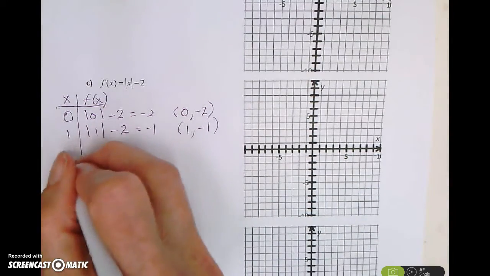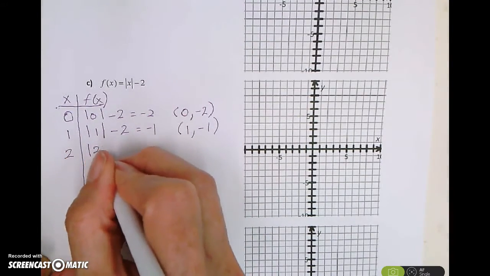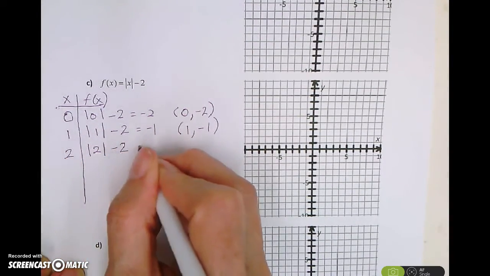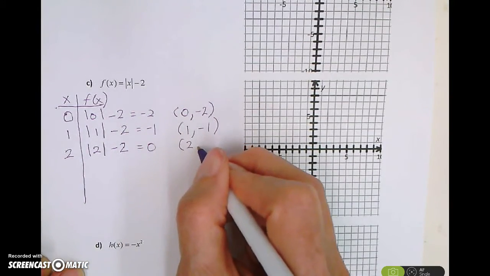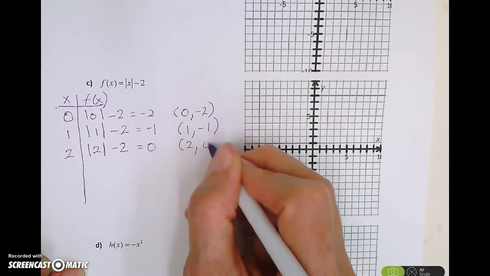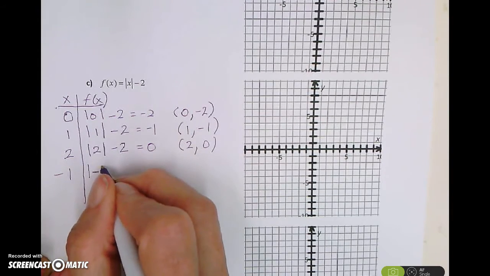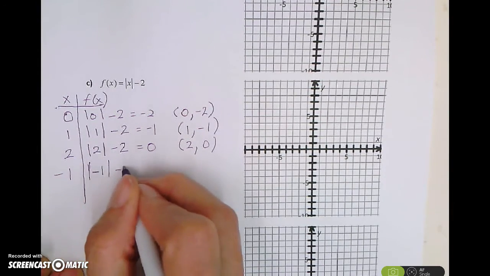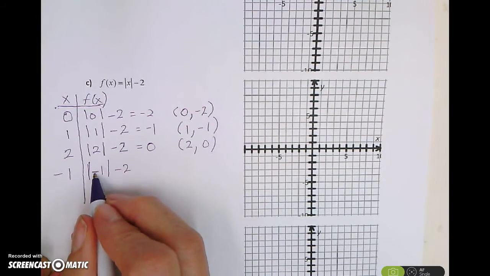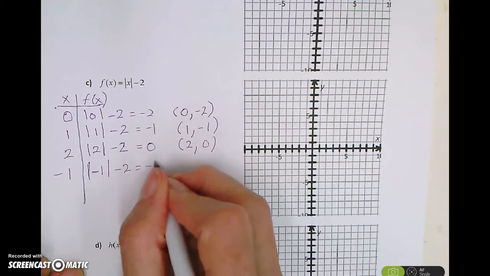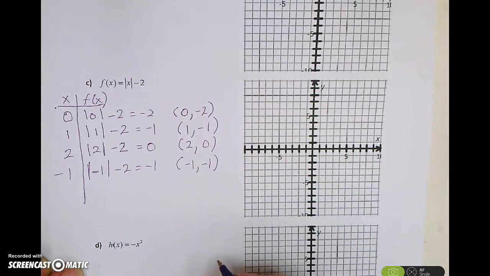We'll go ahead and do a 2. If I put in a 2, I get the absolute value of 2 minus 2, which is 0. So I get the ordered pair, input 2, output 0. Now let's go back and do negative 1. So the absolute value of negative 1 minus 2. Well, the absolute value of negative 1 is positive 1. So positive 1 minus 2 is negative 1. And I have the point negative 1, negative 1.